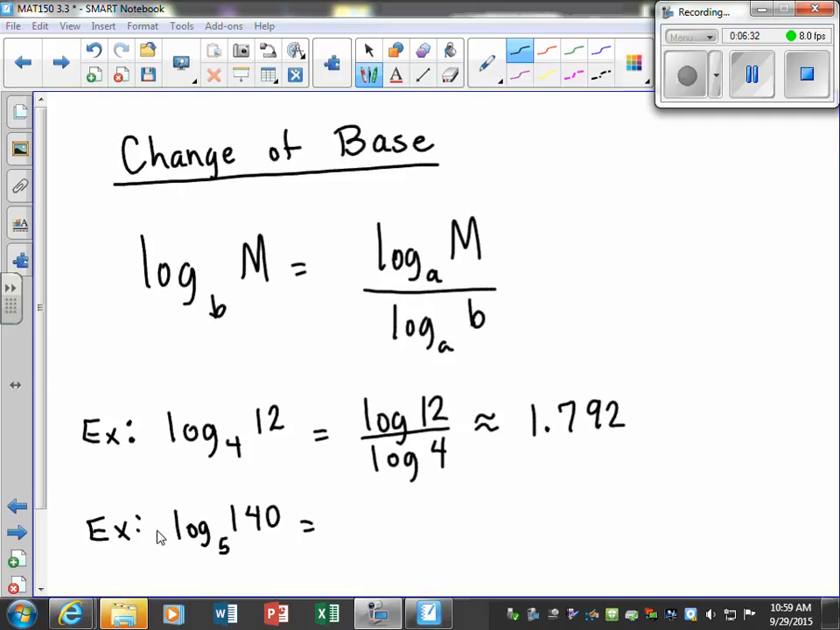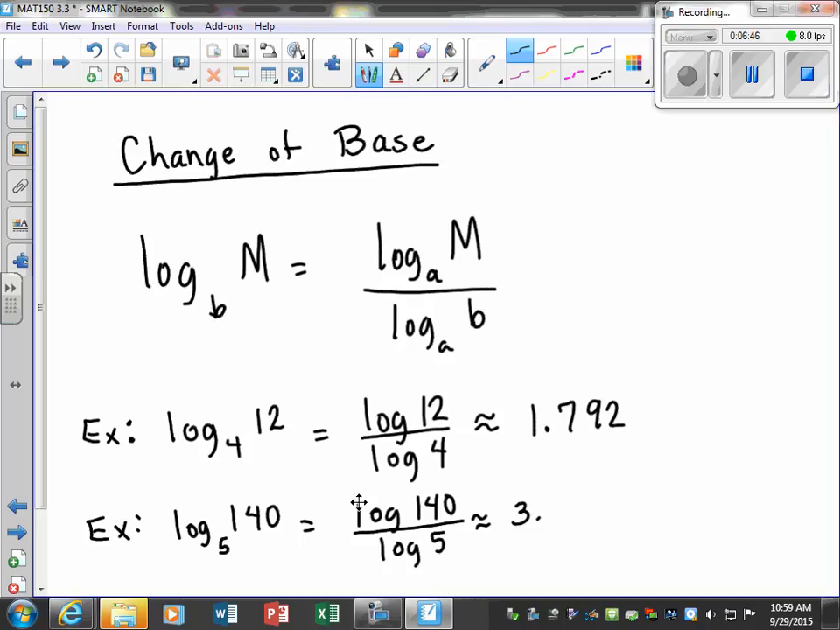Okay, try the next example. Calculate this using change of base. So in our calculator, we would say log 140 divided by log of 5, approximately 3.07. So change of base is a very simple process, so we can now put this in our calculator and calculate those.